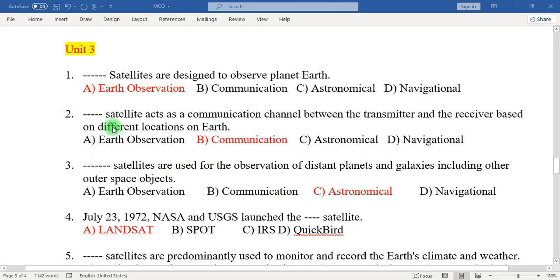Unit number 3. Dash-dash satellites are designed to observe planet Earth. Correct answer, Earth observation. Dash-dash satellites act as a communication channel between the transmitter and the receiver based on different locations on Earth. Correct answer, communication. Dash-dash satellites are used for the observation of distant planets and galaxies, including other outer space objects. Correct answer, astronomical.